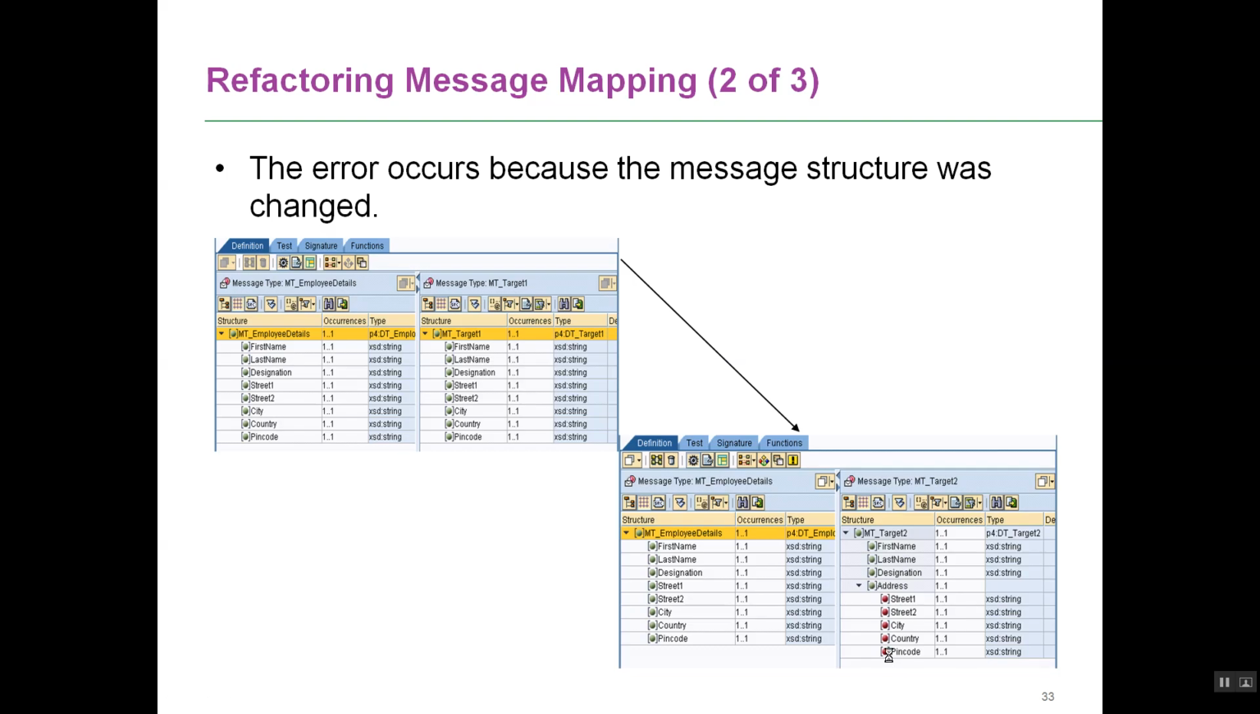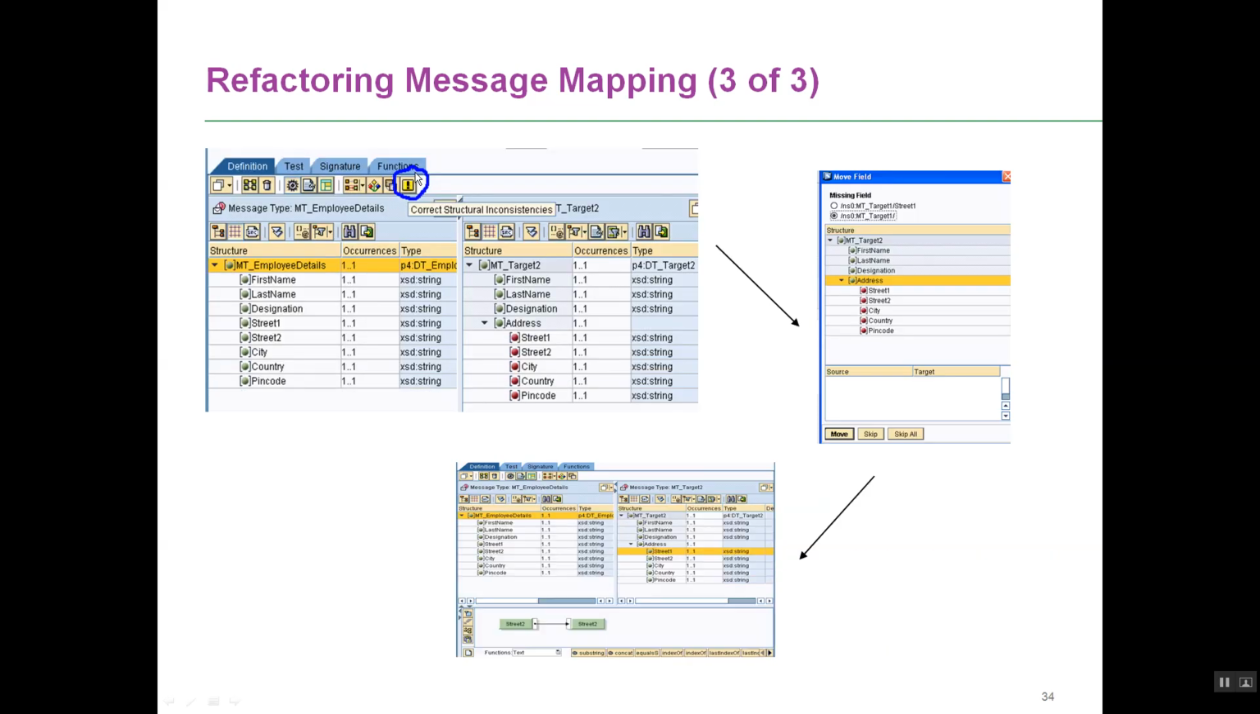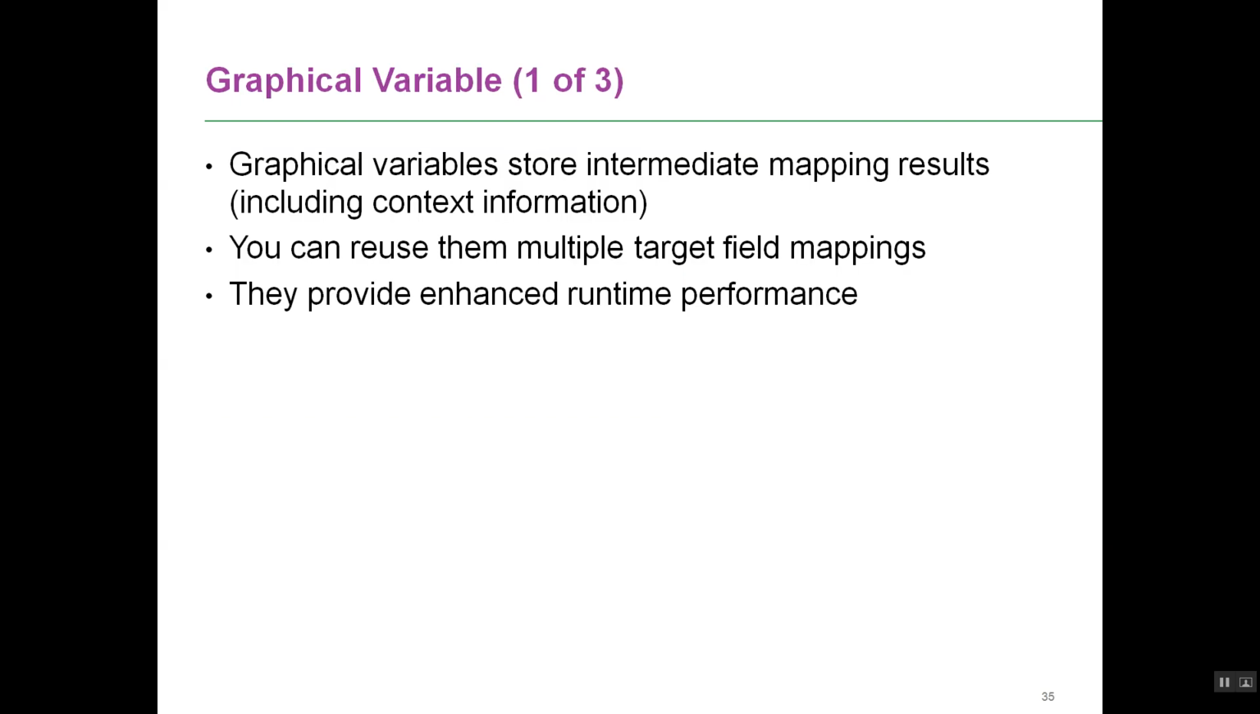You introduced this address segment, which meant all the mapping for street 1, street 2 and all of that gets lost. By using refactoring of your mapping, PI will immediately say, hey, I see this new field called street 1. Do you want me to replace this mapping and so on? Once you do that, your PI's mapping will be fixed. Okay, so with that, we've covered the first topic that we wanted to look at, that was refactoring of mappings.